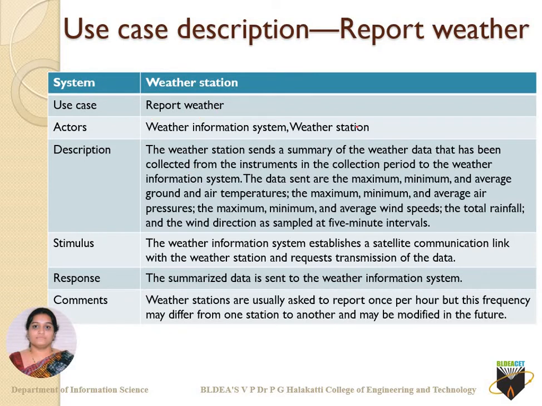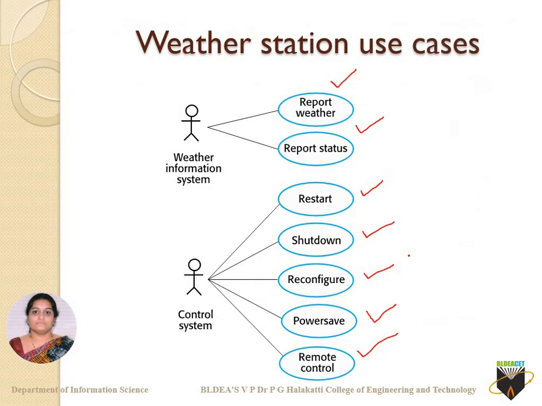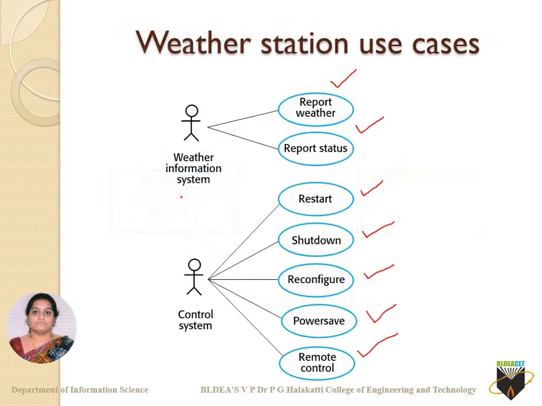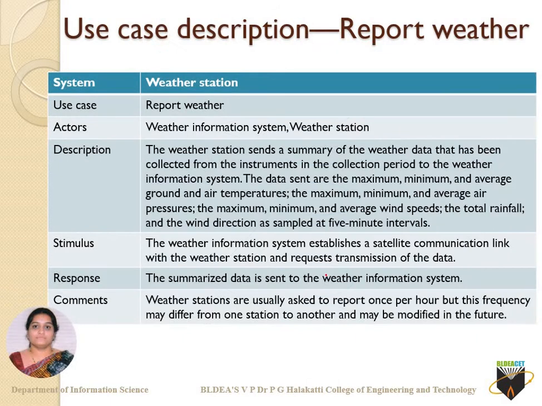Ultimately, through the weather station you read the information and that is addressed through the weather information system and reporting of weather is done. What is the stimulus? The weather information system establishes a satellite communication link with the weather station and requests the transmission of the data. You can go back to this block diagram. Weather information system triggers the satellite, satellite triggers the weather station, and it comes back to the weather information system with the data, reporting the weather. The response is the summarized data sent to the weather information system.